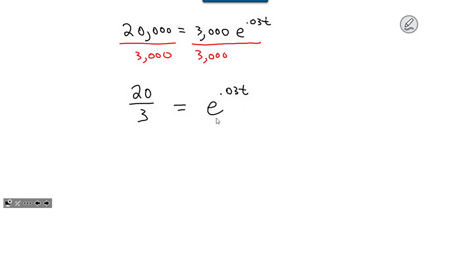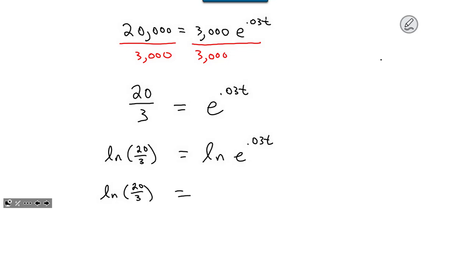So now, since my base is e, we absolutely want to use natural log, because that's going to make this a much simpler problem to type into our calculator. If this were a base of 10, I'd use log. Since it's a base of e, I'm going to use ln. And so I'm going to have that the natural log of 20 over 3, leave that as an exact value, is equal to the natural log of e raised to the 0.03 times t. So just like my previous problem, this becomes natural log of 20 over 3 is equal to, I'm going to bring my exponent down, 0.03t times the natural log of e.